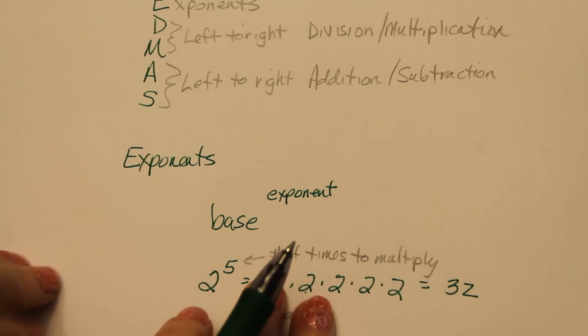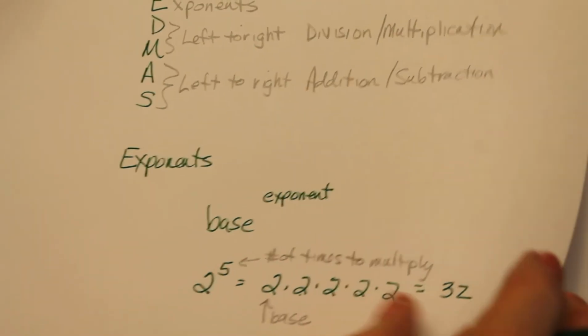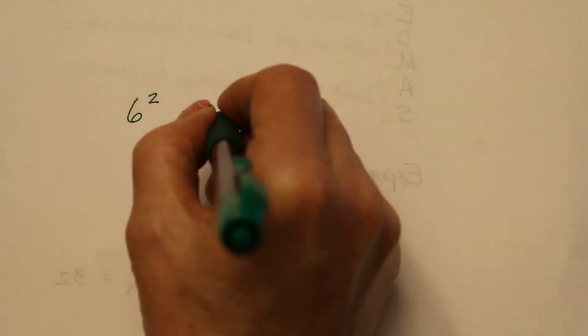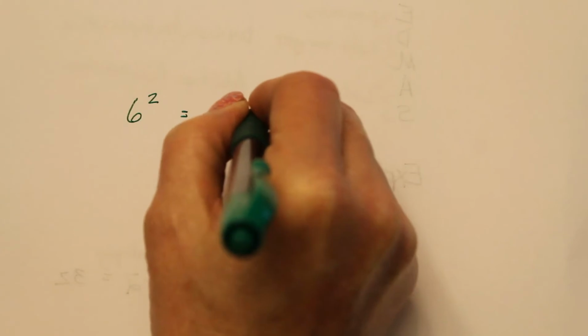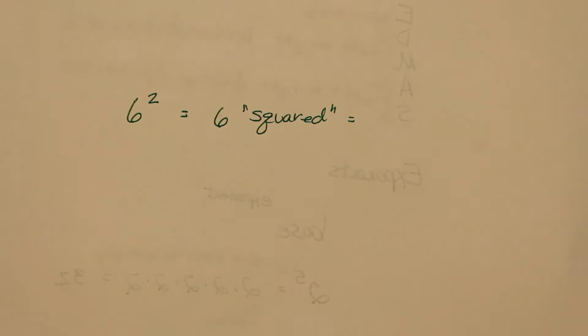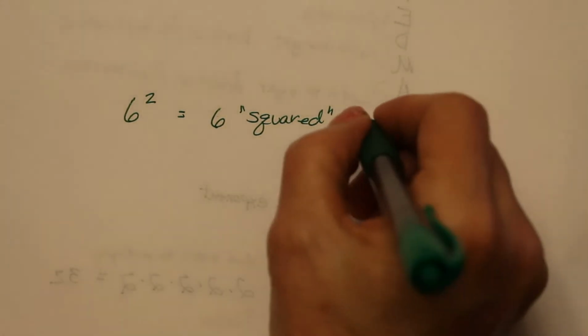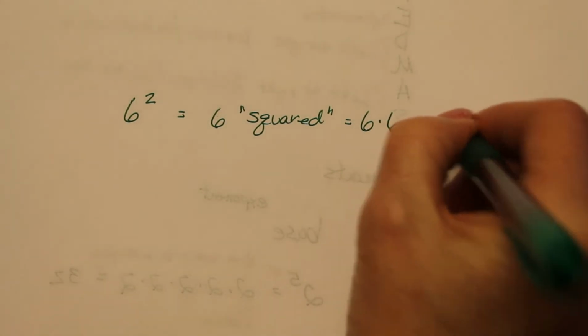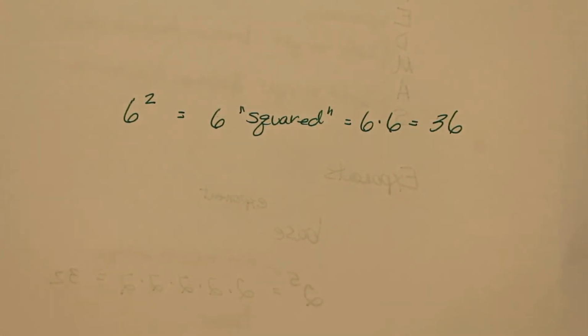And then there are some special words that we use with exponents. If something is raised to the second power, in this case the base is 6, you could say 6 to the second, or you could say 6 squared. Squared means to the second power. 6 squared is 6 times 6, 6 multiplied by itself 2 times, that would be 36. So 6 squared is 36.